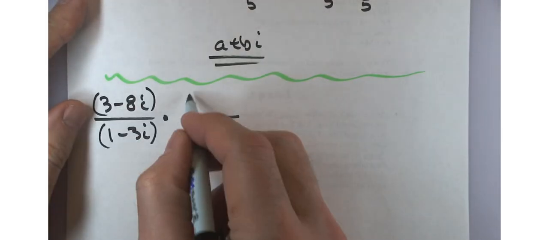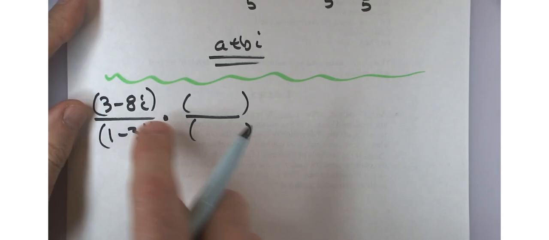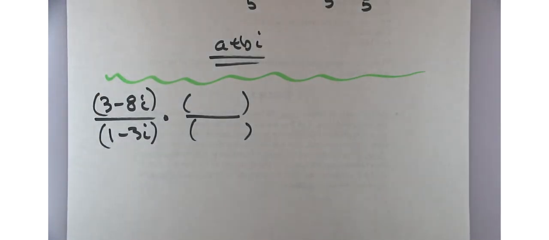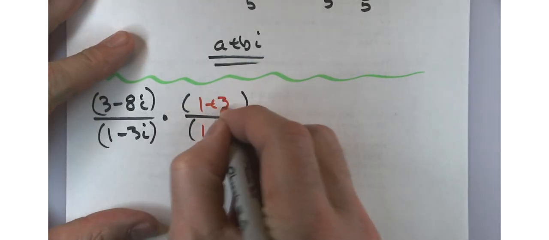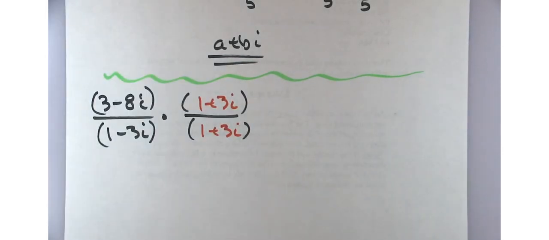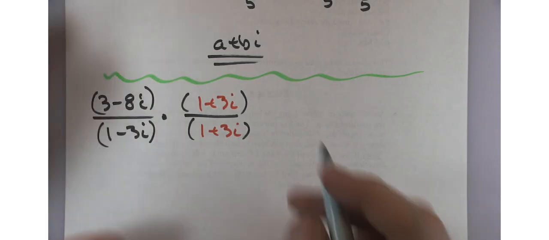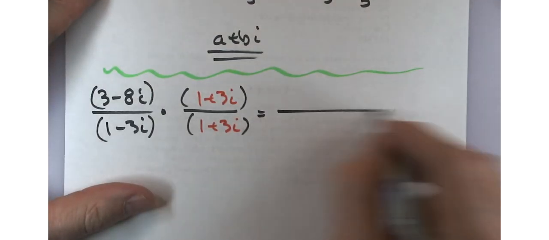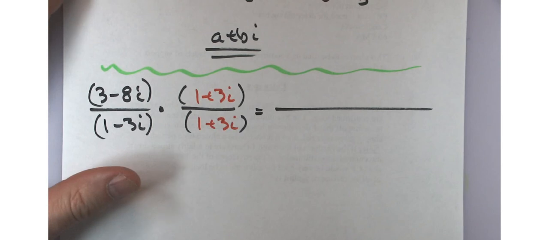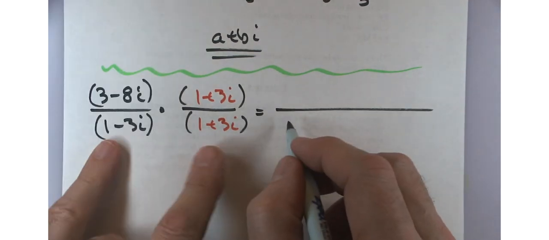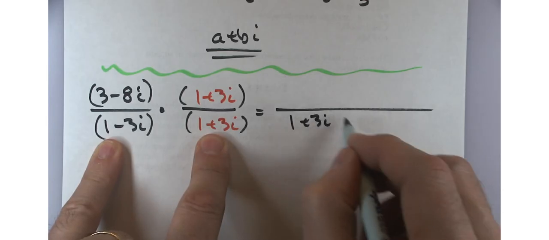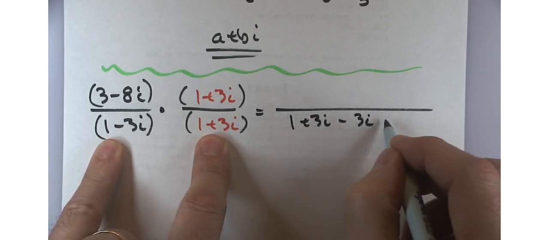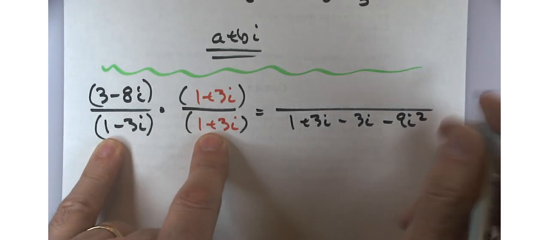Yeah. So we're going to multiply by the conjugate of the denominator always. So in this case, it's going to be 1 plus 3i over 1 plus 3i. Now there are some patterns in the denominator you can get familiar with. I am going to FOIL it out. 1 plus 3i minus 3i minus 9i squared.